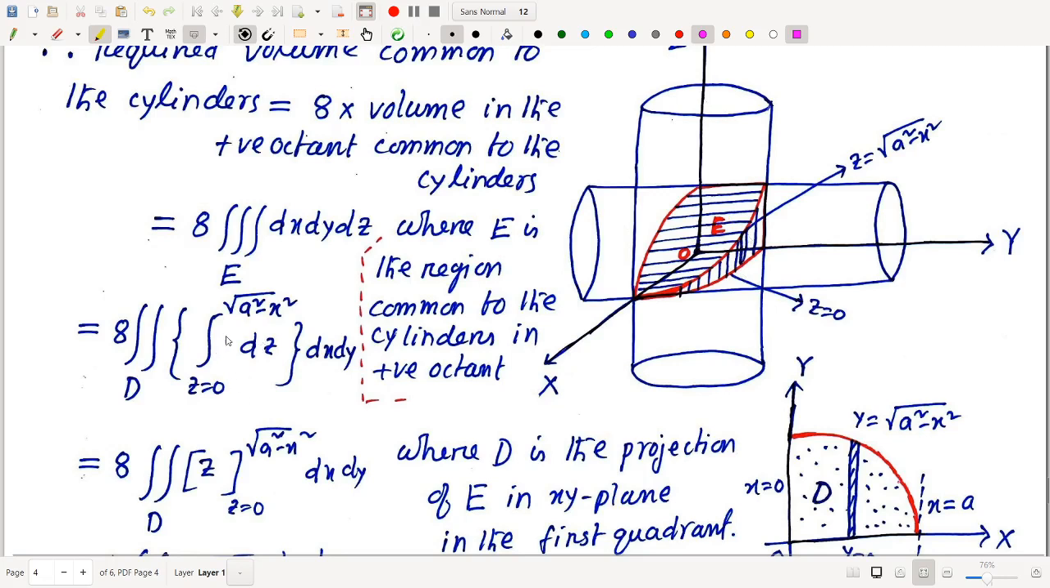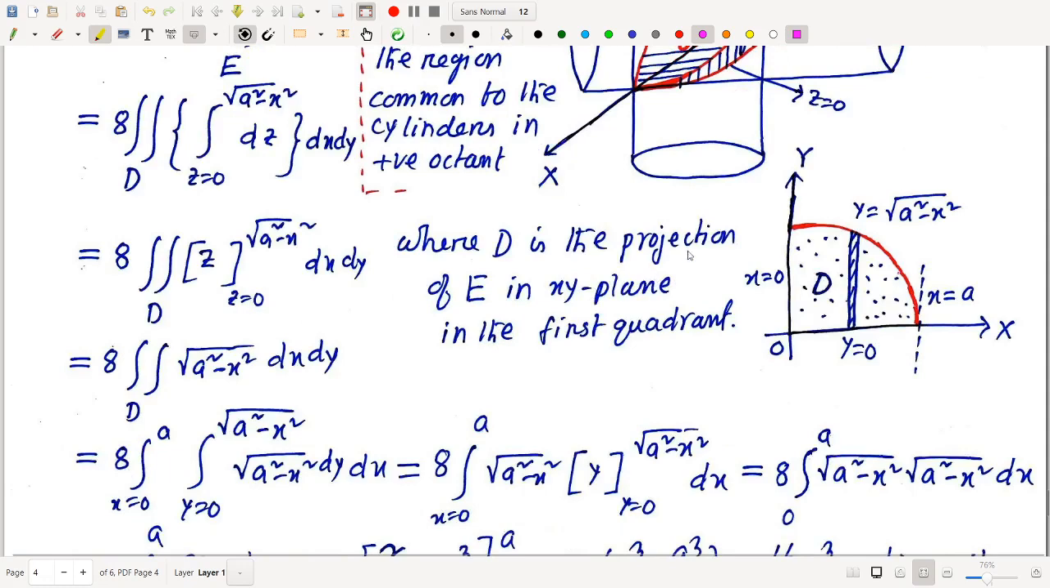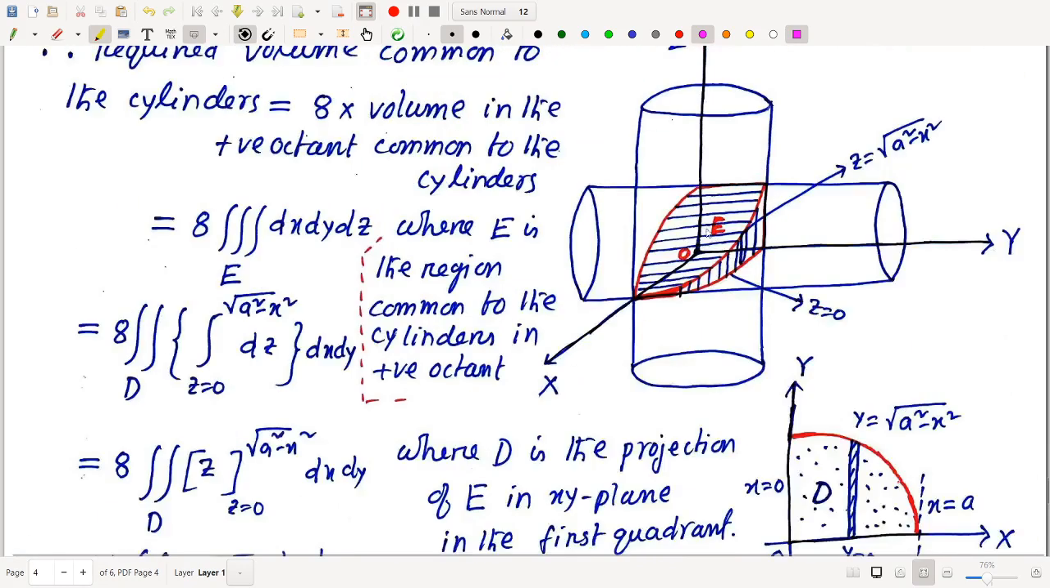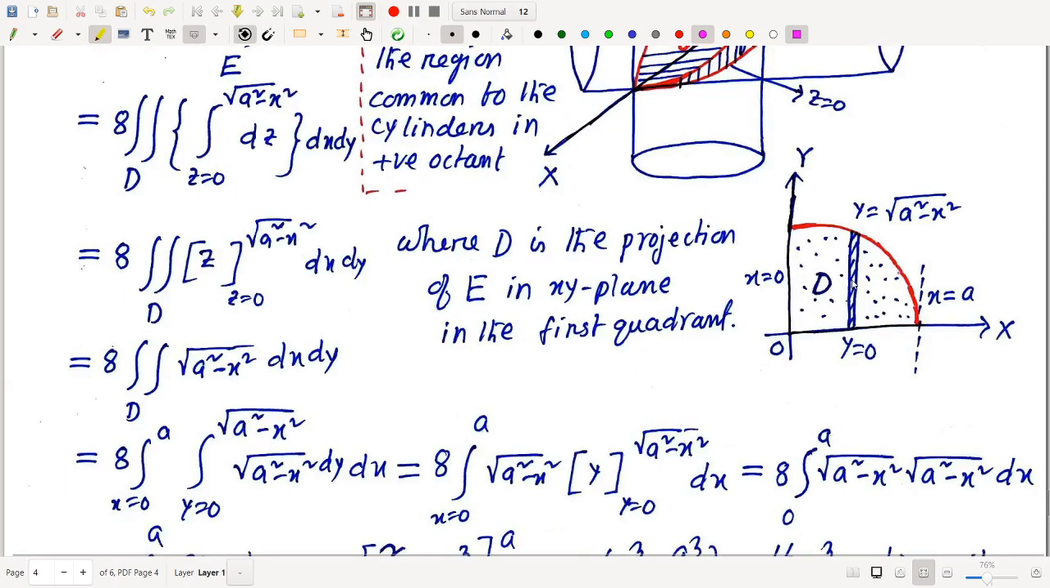So that's why integration of 1 dz, z from 0 to root over a square minus x square. If we integrate, we get just z, with upper limit root over a square minus x square, and then we have the double integral over the region D. What is D? D is the projection of E in the xy plane in the first quadrant, the shadow of E in the first quadrant of the xy plane. The shadow will be this portion, so it is a quadrant of a circle in the xy plane.